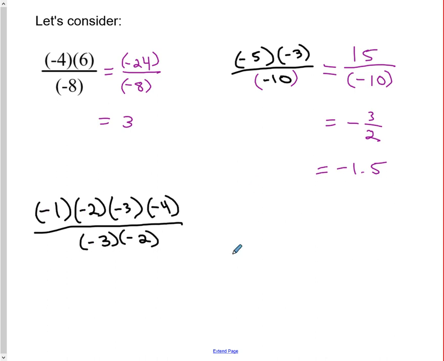Okay, so let's see if I can do this in steps here. My first step: I know in the top there's 4 negatives, so my answer is going to be positive. 1 times 2 is 2. 2 times 3 is 6. 6 times 4 is going to be 24. Now on the denominator on the bottom, the 2 negative numbers, when they multiply, the negatives will cancel out. Negative times a negative is a positive, and 3 times 2 is 6. Now I've got a positive number divided by a positive number. That's going to give me a positive answer. 24 divided by 6 is 4.